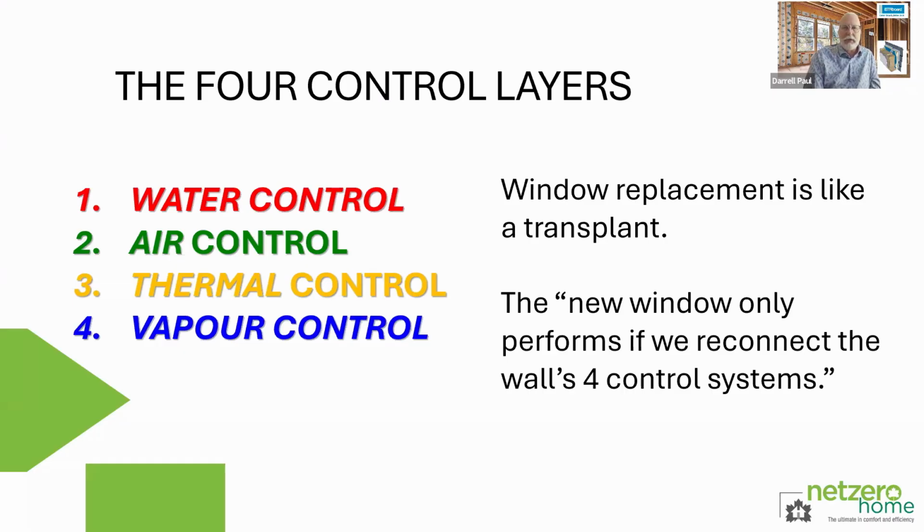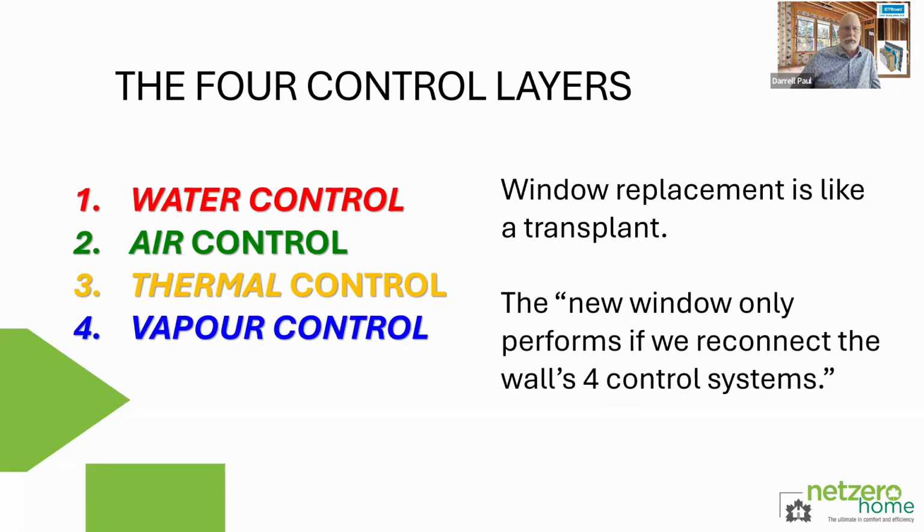when we're changing windows or adding windows or reinstalling windows. And I think of a window replacement as being like a transplant, right? You have four of these control layers to deal with. There, you always have water, rain hitting the building. You always have air that's trying to push or transport moisture either into the building in the summertime or out of the building in the wintertime.